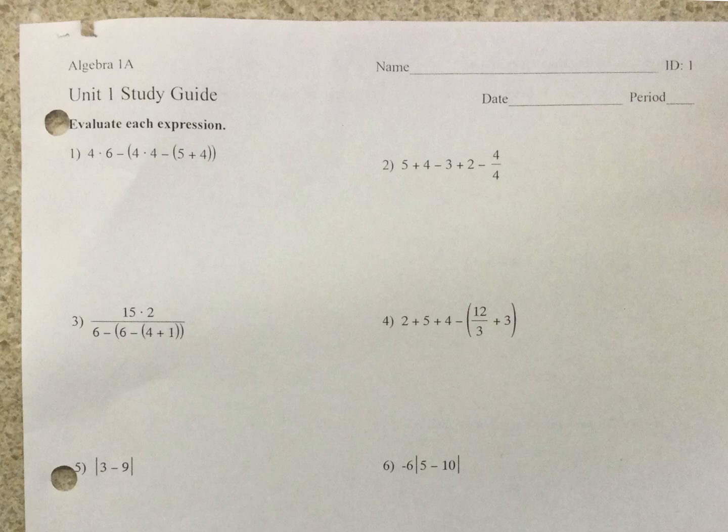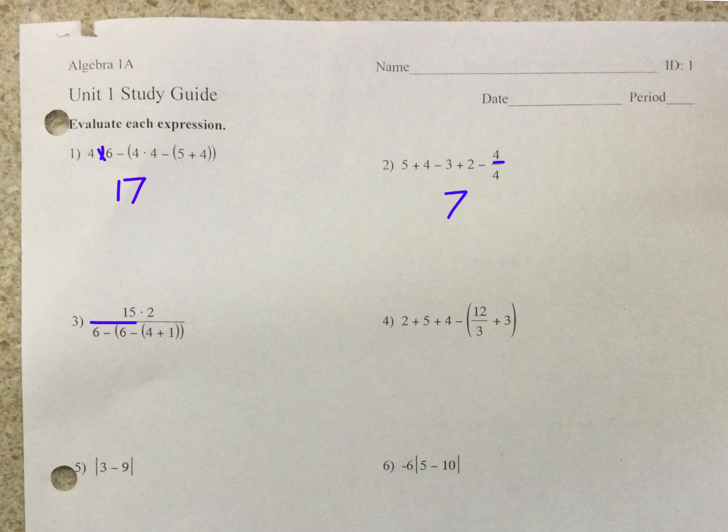This is your Unit 1 study guide. For number 1, you are going to put that exactly in the calculator how you see it. That dot right there means times. The answer should be 17. Number 2, you will put this one in the calculator exactly how you see it, and you will get the answer 7. Be sure to put that in as a fraction.